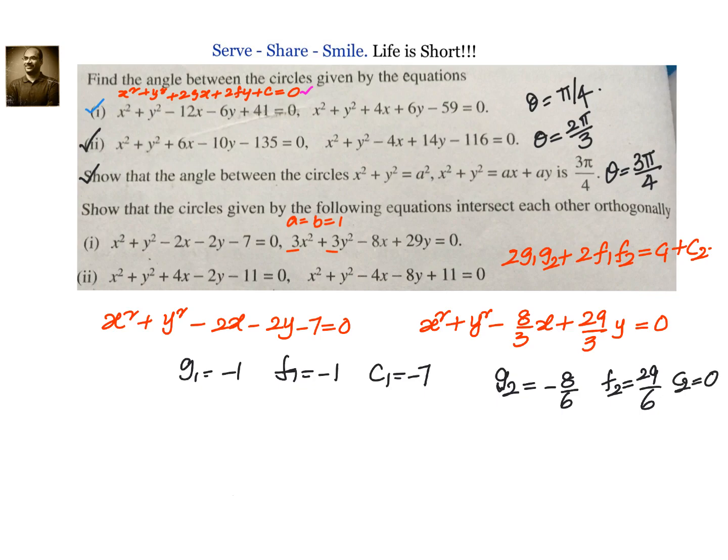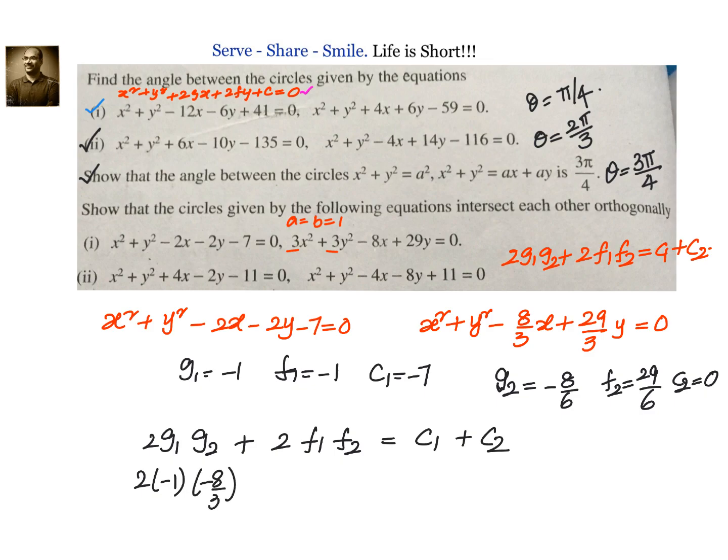Let's go to the next step. LHS will be 2 g1 g2 plus 2 f1 f2. That should be equal to c1 plus c2. Now 2 into g1, minus 1, into g2, minus 8 by 6, plus 2 into f1, minus 1, into f2, 29 by 6. On the right hand side is c1, minus 7, plus c2, which is 0.